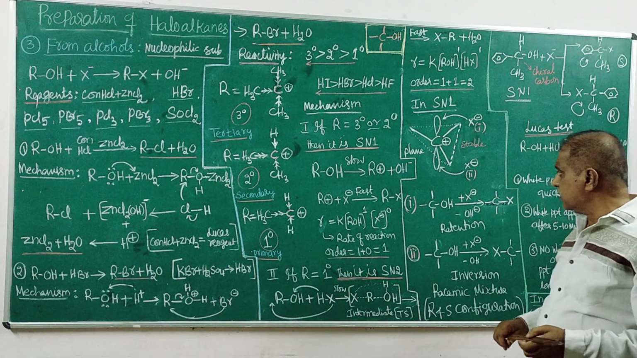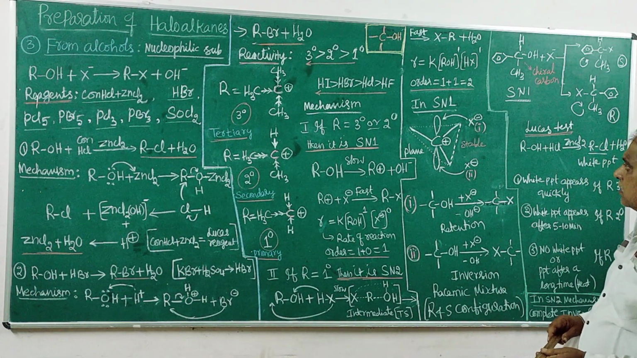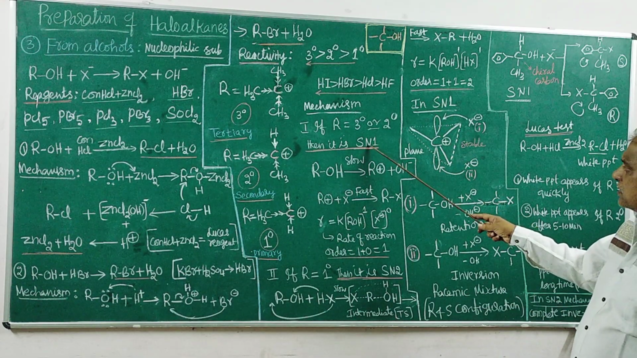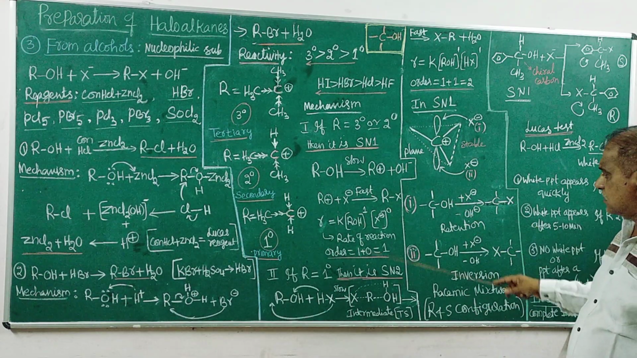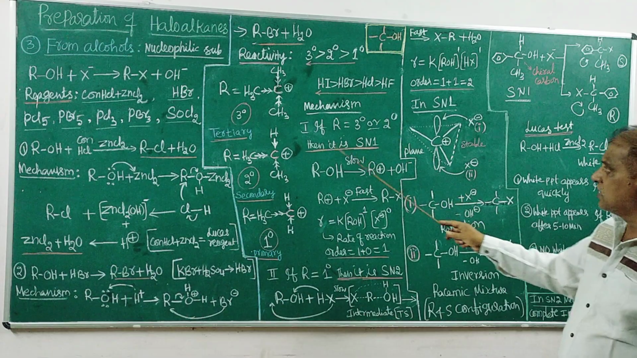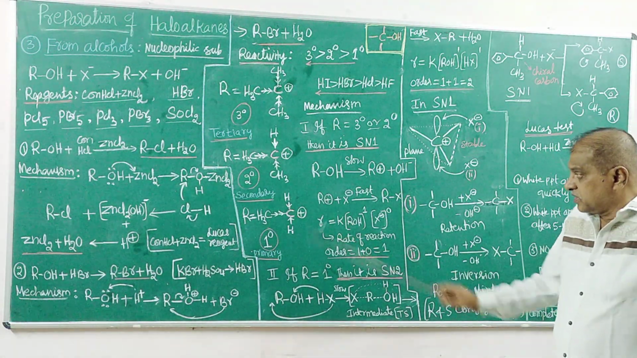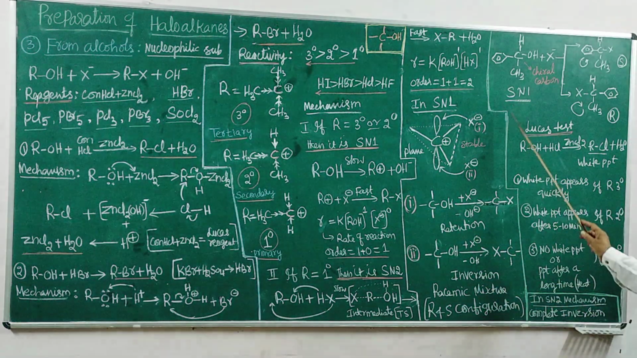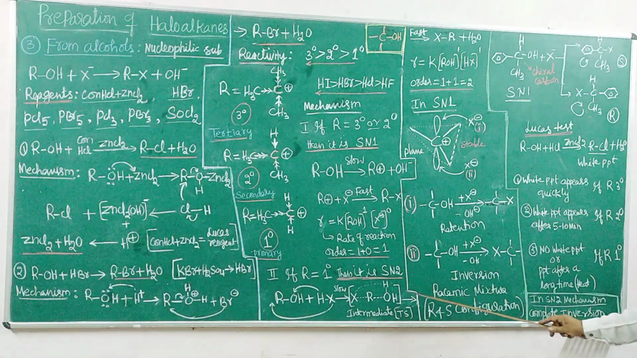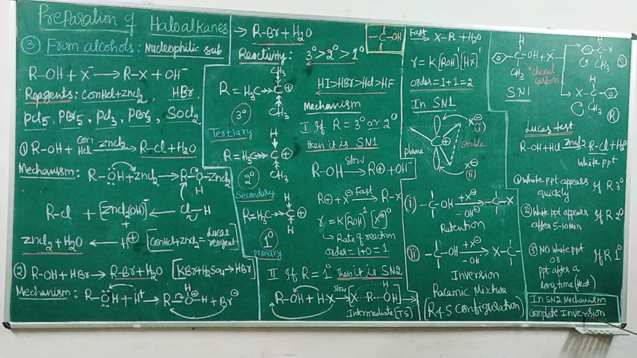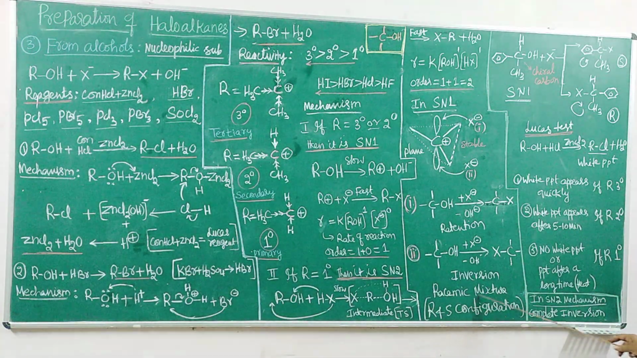So that is the case. The concept to understand is the difference between SN1 and SN2. SN1 we see in this case, SN2 we see only in this case. In SN1 we see a racemic mixture. In SN2 there is complete inversion of the stereoisomer.